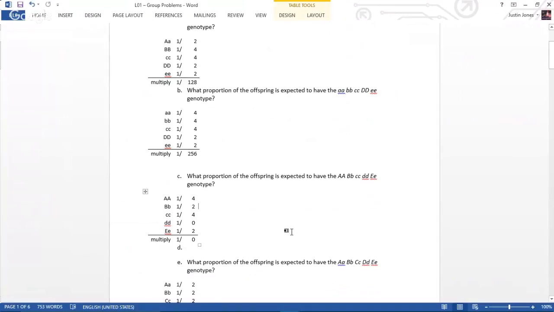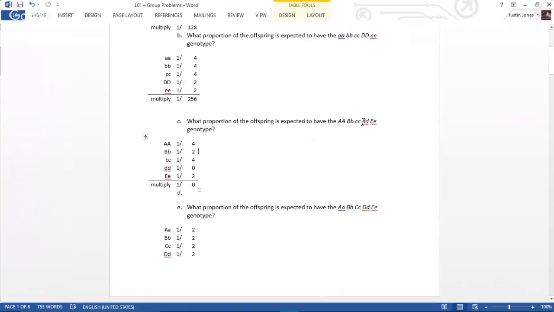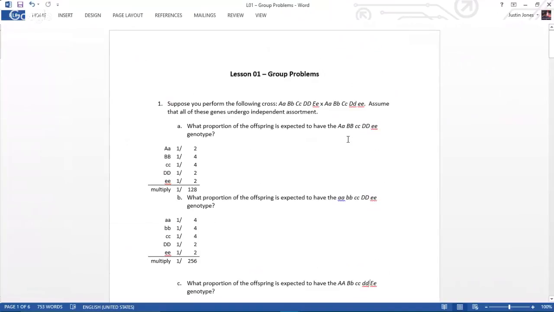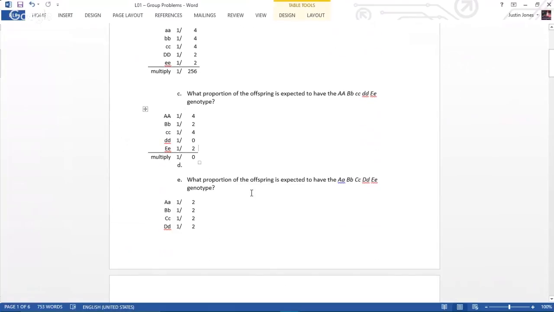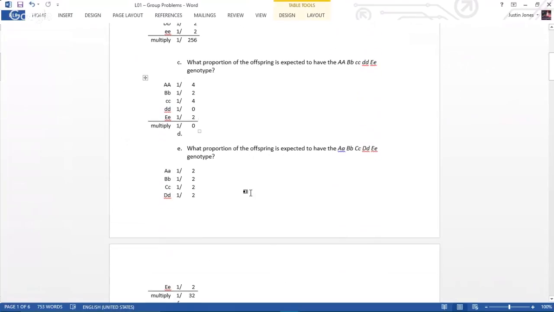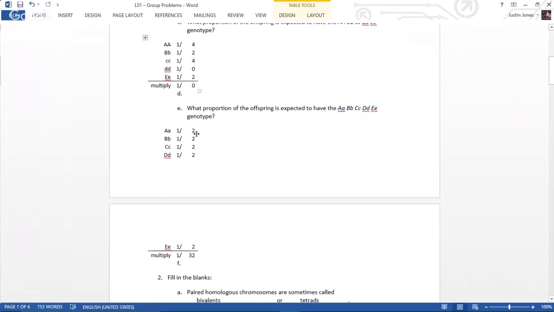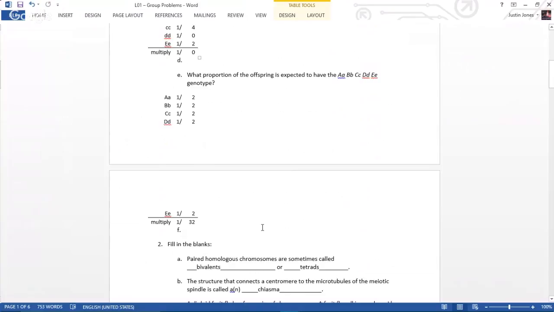For this next one, you actually get 0 because we're looking for DD, two little d's. This first genome actually does not have a little d in there to give, so it makes that portion impossible. And if one portion is impossible, it'll make all of them impossible. So you go on to the next one. With these very similar things, 1/2, 1/2, 1/2, 1/2, 1/2, you get 1 out of 32.